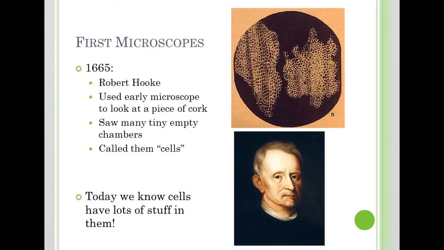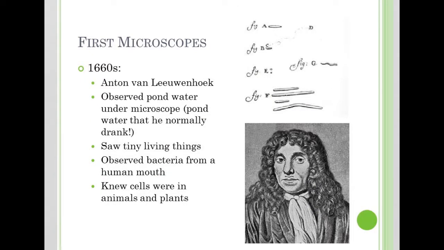And after that, nothing much happened, in terms of what we'll normally talk about, until 1665, where Robert Hooke used an early microscope to look at a piece of cork. And so this is a drawing of what he saw. He saw all of these little tiny empty chambers, and he called them cells. So we will recognize him as the person who coined the term cell. And today we know cells have lots of stuff in them, unlike what he saw in the cork, these empty chambers. We're going to talk more about what cells have inside of them later.